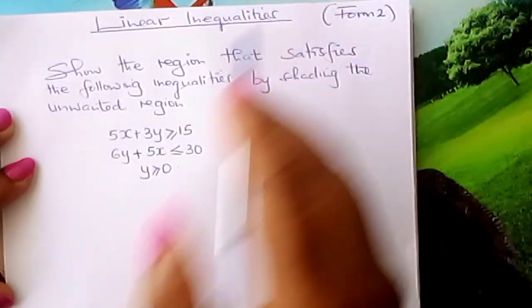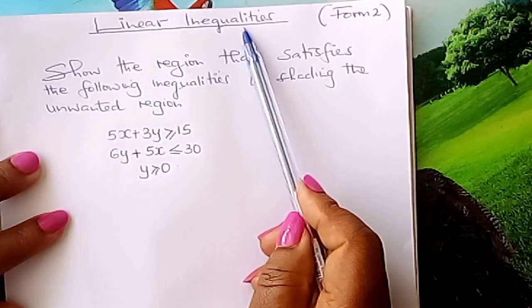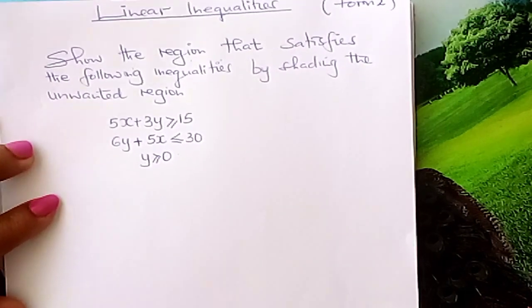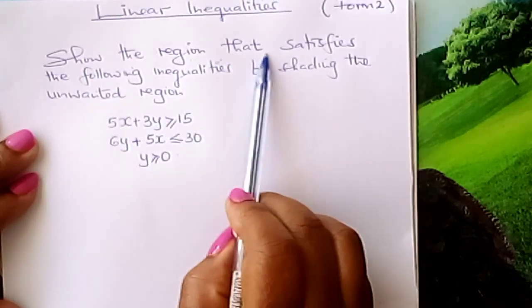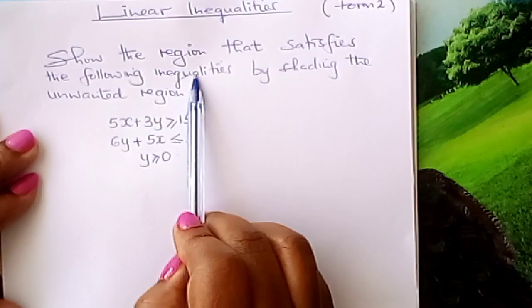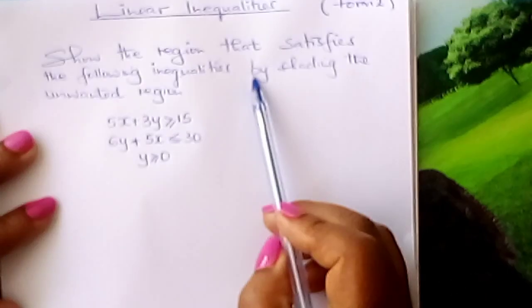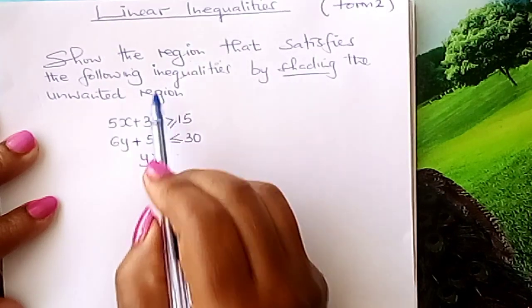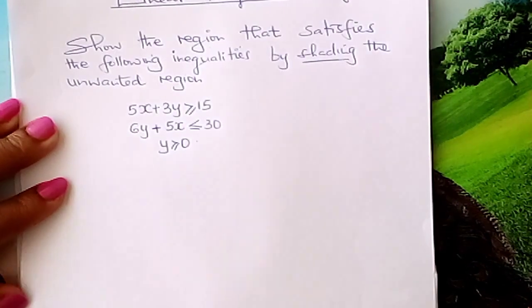Form 2 Mathematics. Let us look at this question to do with linear inequalities. It is to do with shading of the unwanted region. We are told, show the region that satisfies the following inequalities by shading the unwanted region.